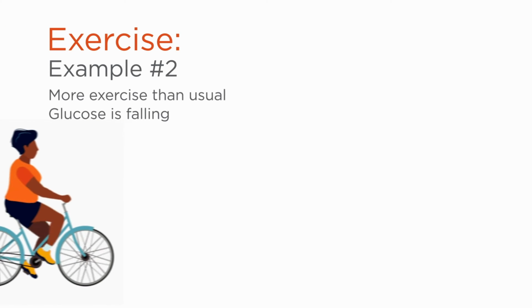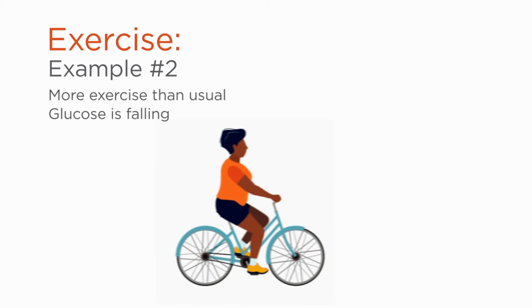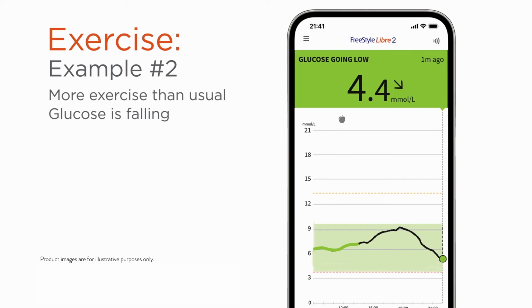One day you return from your walk and decide to go for a bike ride. This is more exercise than usual. You scan or view and see that your glucose is falling.